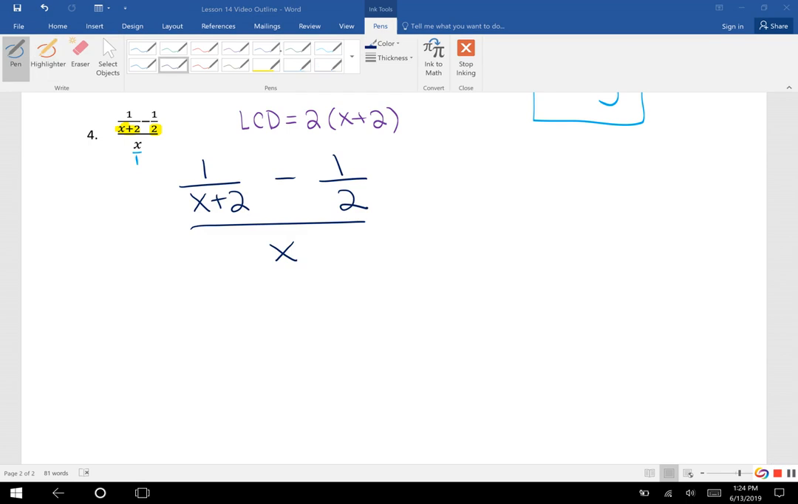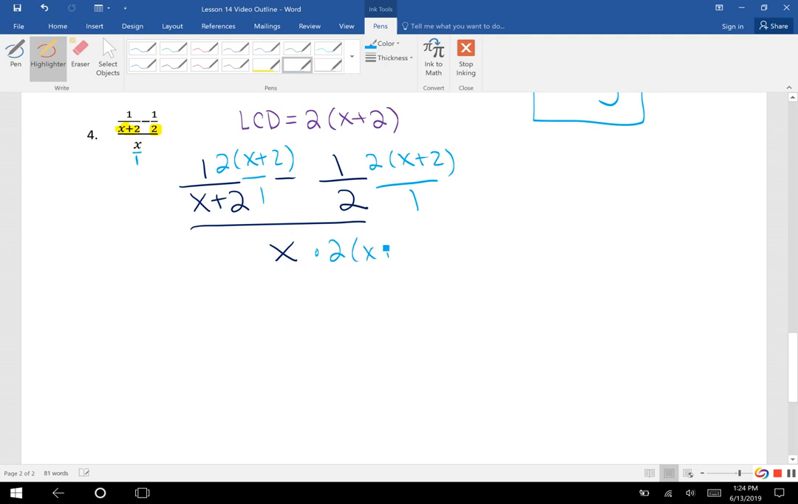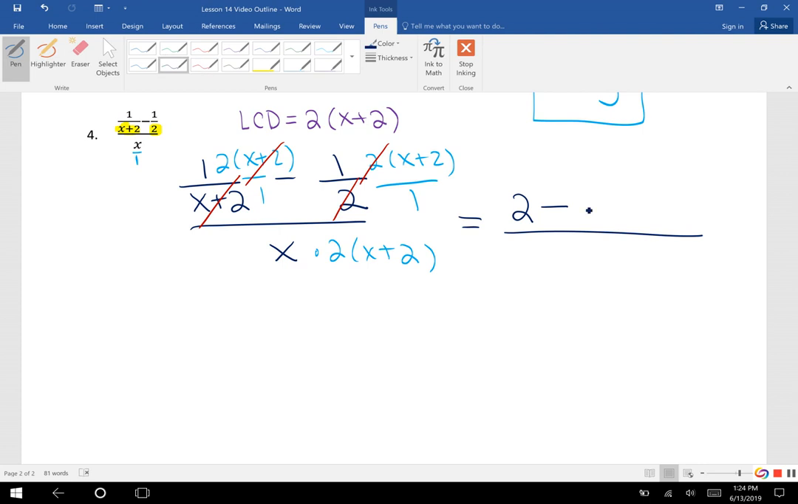Okay, so everything gets multiplied by 2 times x plus 2. All right. So in the numerator, first fraction, the x plus 2's cancel, and we're just left with the 2. Second fraction, now only the 2's cancel, and we are left with the minus, and I'm going to leave this x plus 2 in parentheses, because this minus right here is going to apply to everything in the parentheses. And then I'm going to rewrite the denominator as 2x, x plus 2.